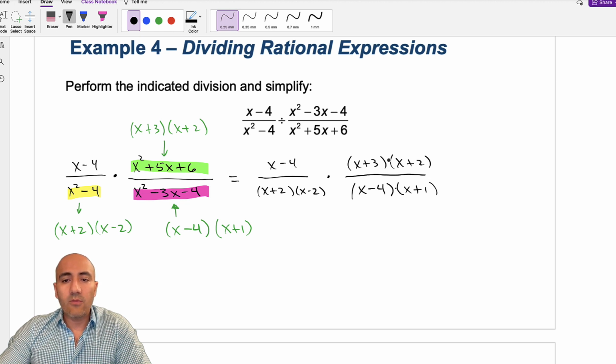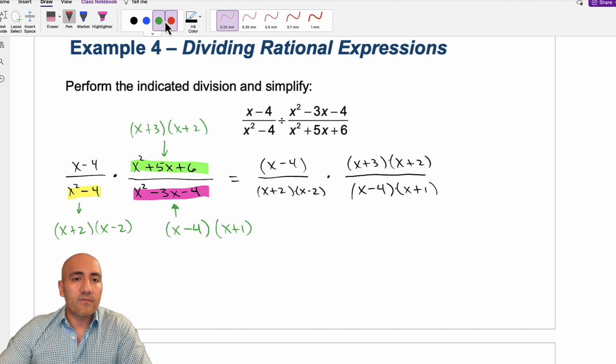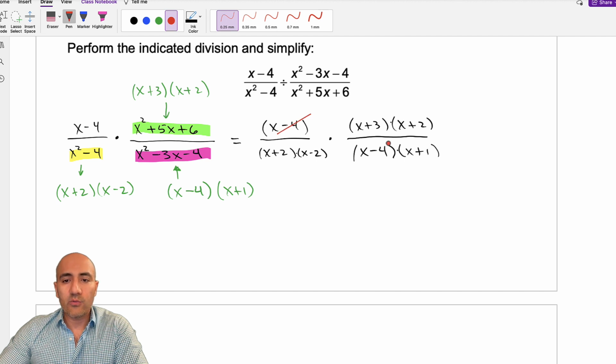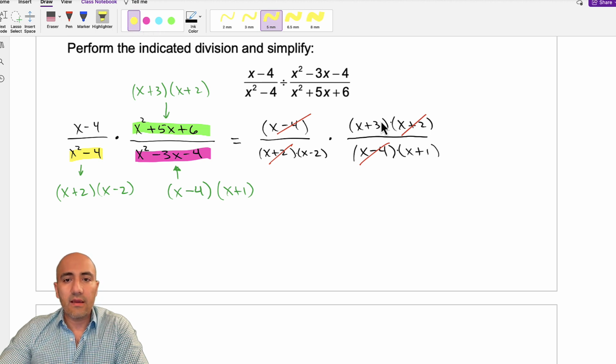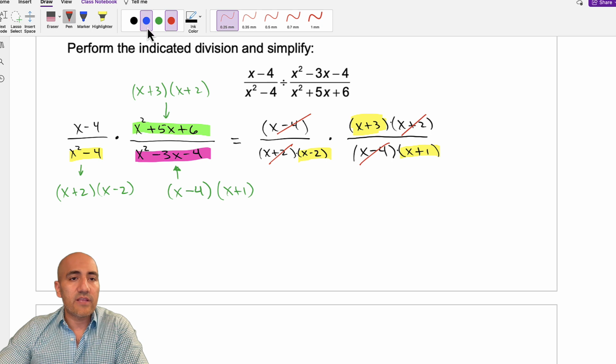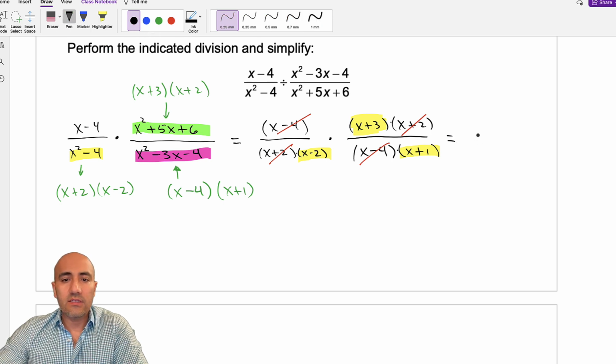Okay, again, everything is being multiplied. So now we're allowed to cancel. The x minus 4 cancels with x minus 4. And x plus 2 cancels with x plus 2. And so now there's only 3 survivors. There is an x plus 3 in the numerator. And there's an x minus 2 and an x plus 1 in the denominator. So let's write those down. And so this turns into x plus 3 in the numerator, and in the denominator is an x minus 2 and an x plus 1.